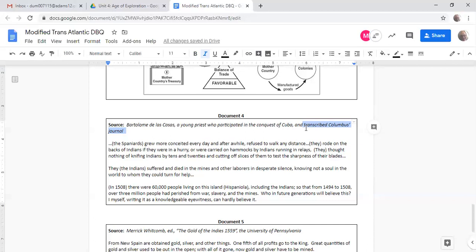You could even do historical context and say that one of the reasons Spain wanted to conquer Cuba was to gain more colonies in the Americas, because by gaining colonies, they could accomplish their goal of gold, glory, and God. However, in the process of doing this, it did lead to the decimation of millions of Native Americans. So you're tying it back to the argument. But any of those would work great.